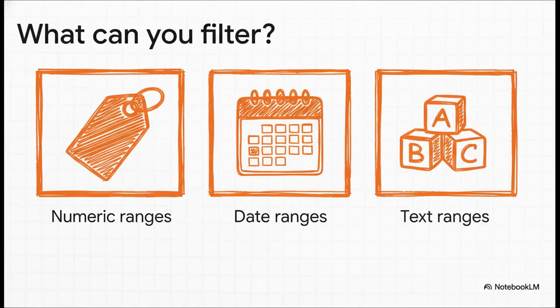And the best part is how flexible it is. You can use it on numbers, right? Like prices or test scores. It's absolutely fantastic for date ranges, like finding orders or transactions. And get this, you can even use it for text, which is super useful for finding things that fall alphabetically in a range, like all last names between A and D.